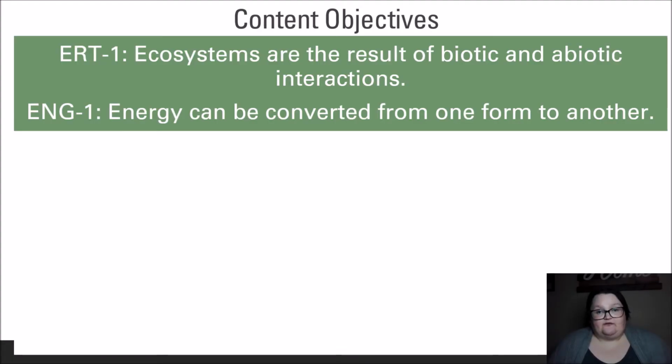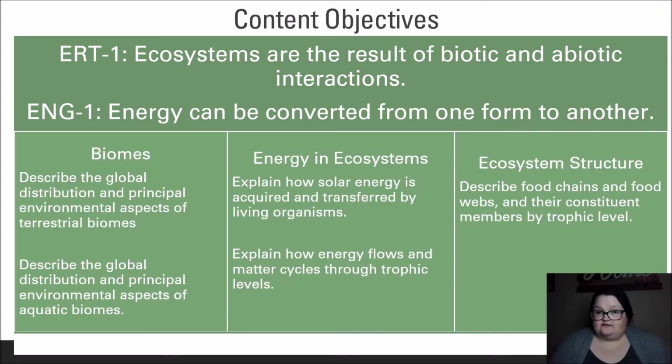Here are our content objectives for this lesson. Ecosystems are the result of biotic and abiotic interactions, and energy can be converted from one form to another. At the end of this lesson, you should be able to describe the global distribution and principal environmental aspects of terrestrial biomes, describe the global distribution and principal economic aspects of aquatic biomes, explain how solar energy is acquired and transferred by living organisms, explain how energy flows and matter cycles through trophic levels, and describe food chains and food webs and their consistent members by trophic level.